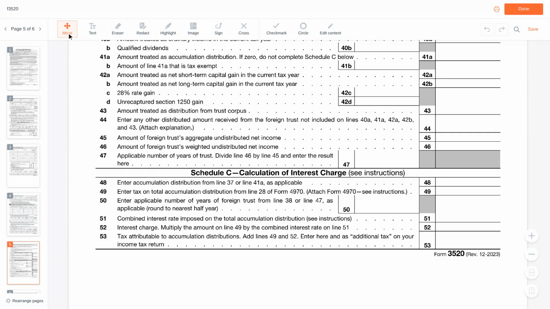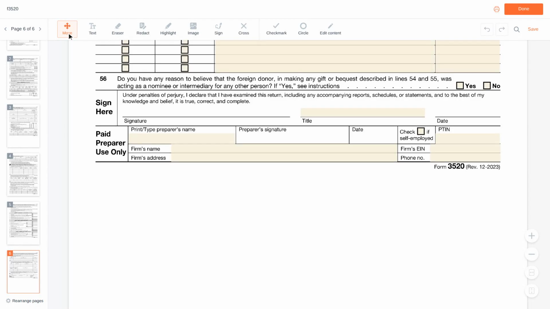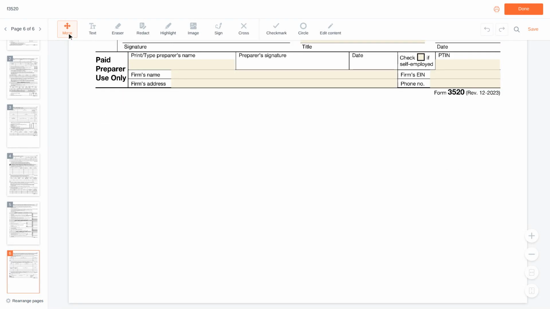Part 3 covers distributions from foreign trusts. You report the name and country of the trust, the amount and type of distribution received, and whether you received a foreign grantor trust beneficiary statement.